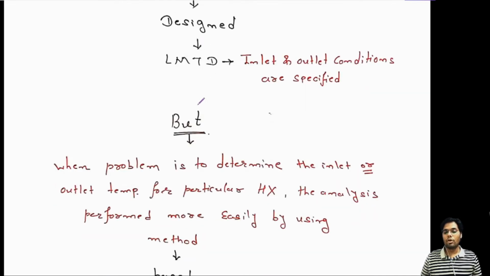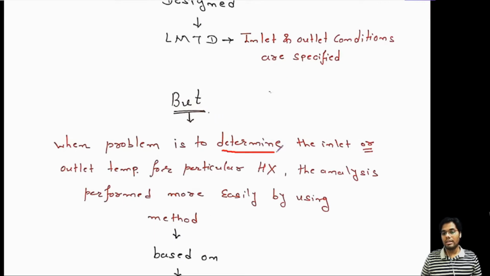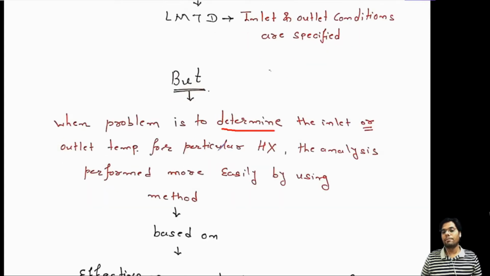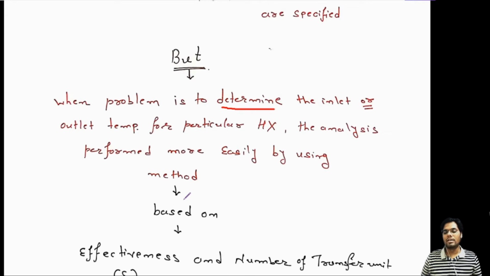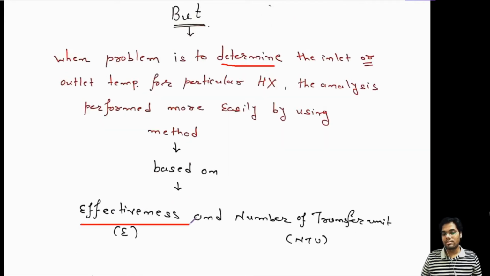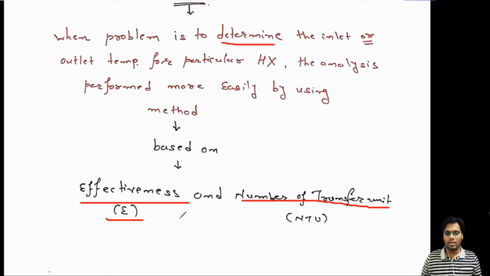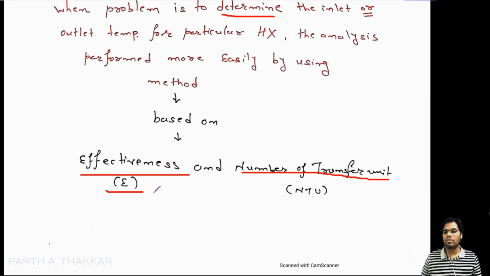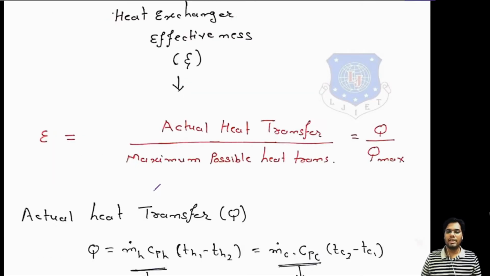But when the problem is to determine the inlet or outlet temperature for a particular heat exchanger, then the analysis is performed more easily by the method which is based on the effectiveness of heat exchanger and the number of transfer units. So we need to understand first what is effectiveness of heat exchanger. As the word suggests, effectiveness means how effective our equipment or our heat exchanger is.